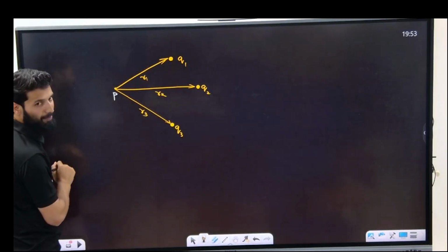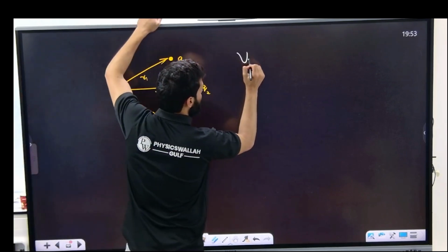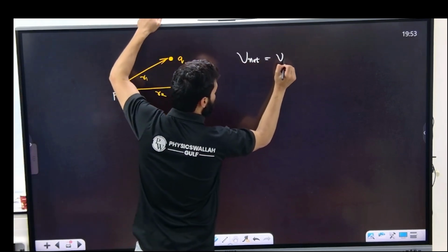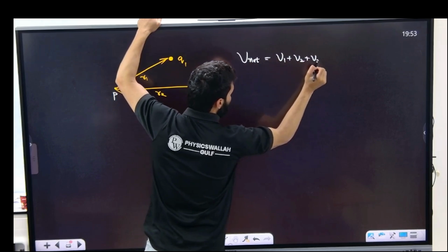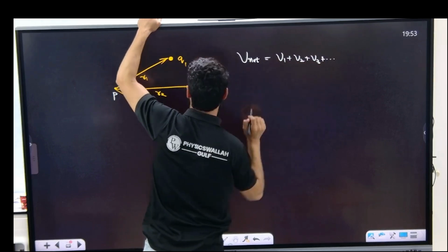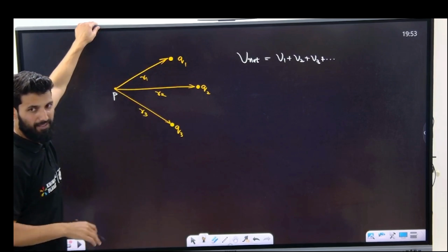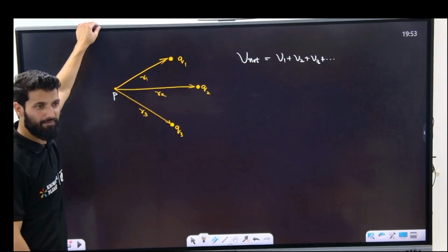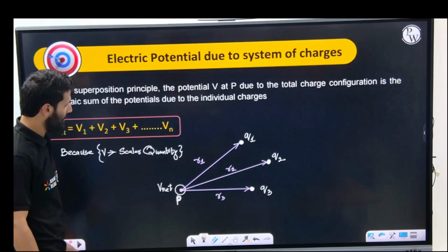If I want to find potential at P, you know how I will find it? It's very easy. The net potential at P will be nothing but V1 plus V2 plus V3 and so on, depending on the number of charges. Just a direct sum. Clear? Write this.